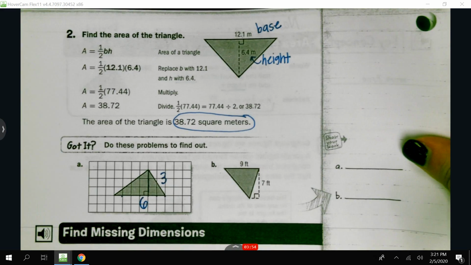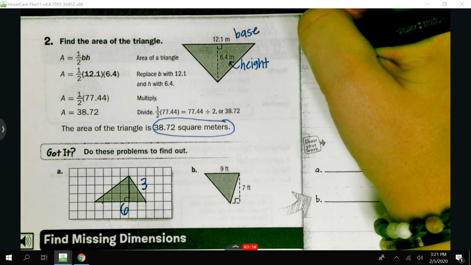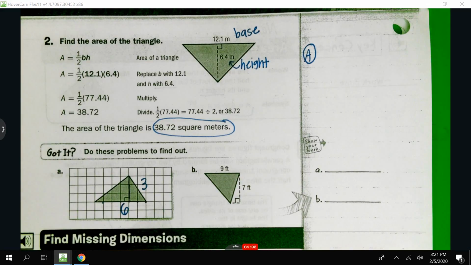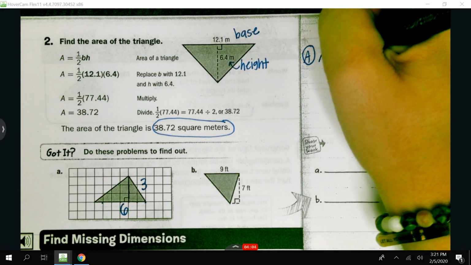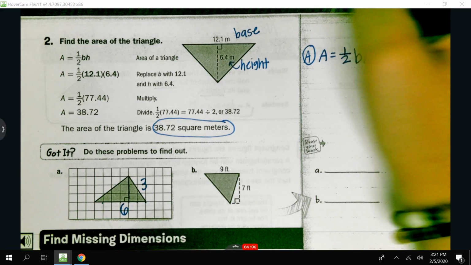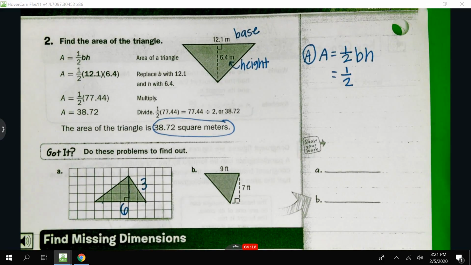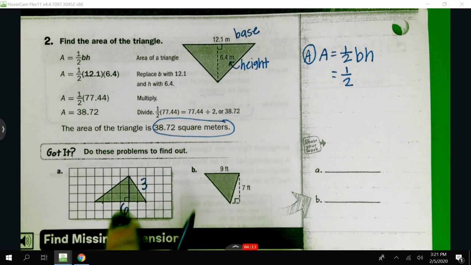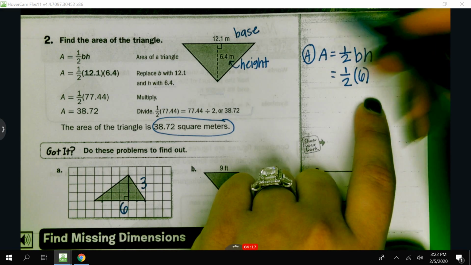I'm going to come over here and do my work in the margin, so we have plenty of room. So again, I want to copy down my formula. So my formula is area equals 1/2 base times height. My 1/2 never goes away. My base we said was 6, so I'm going to plug in 6 for B, and then my height was 3.